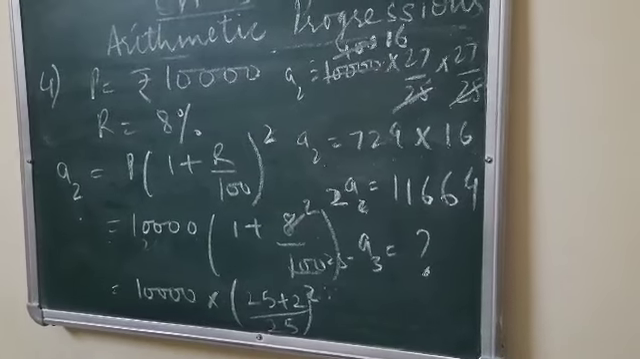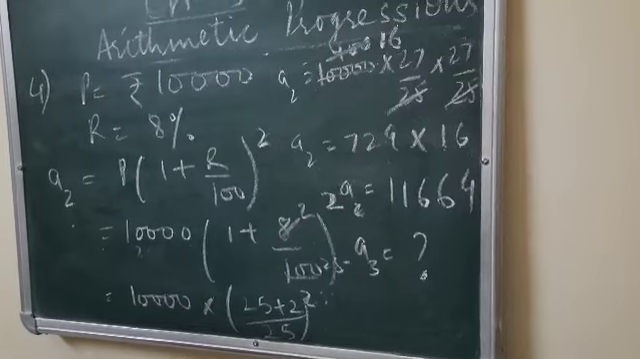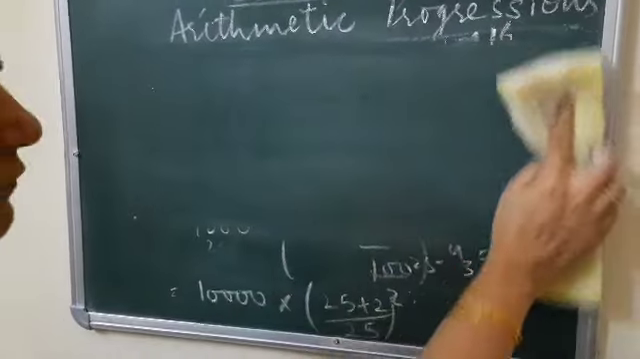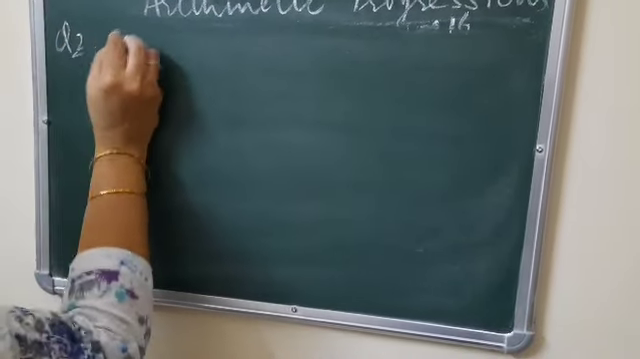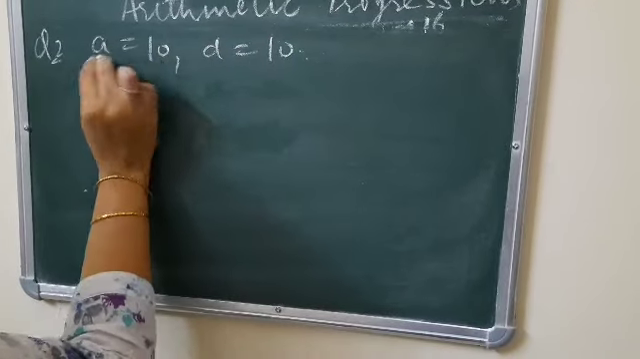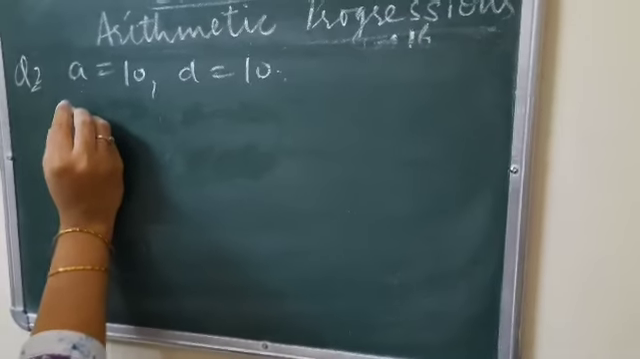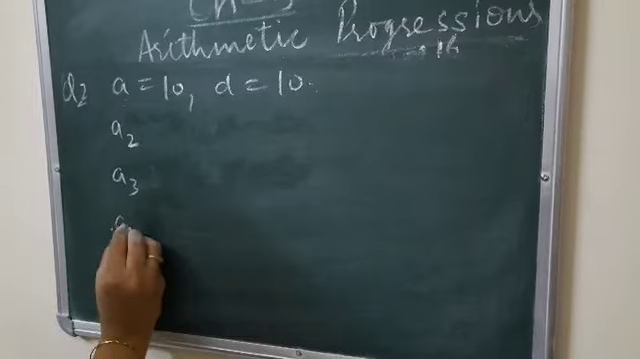Now for question number 2, A is given and D is given. You have to find the first 4 terms. Question number 2. Just one part I will be telling. Rest of the parts you will be doing yourself. Now A is 10, D is 10. This is given. A means A1. And you have to find the next 4 terms. That means you have to find A2, A3 and A4.